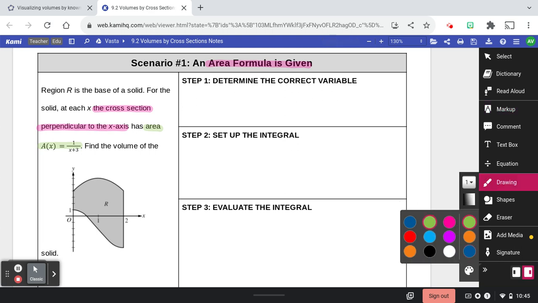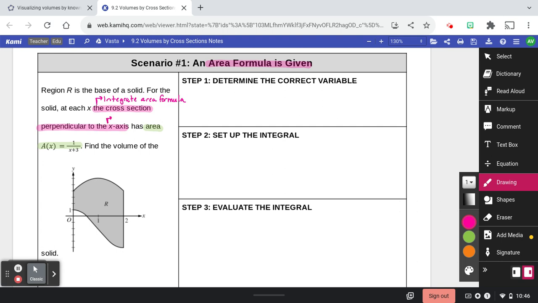As soon as I see in the instructions we've got cross sections, I'm immediately going to start thinking I need to integrate the area formula. And because it says here that my cross sections are perpendicular to the x-axis, I'm immediately going to think with respect to x. So if I sketch a little visual of what these cross sections would look like on this picture, if this is the base, each cross section would be perpendicular to the x-axis. So from above, it would look like these really thin slices like this. Now, each of those slices has an area of 1 over x plus 3.